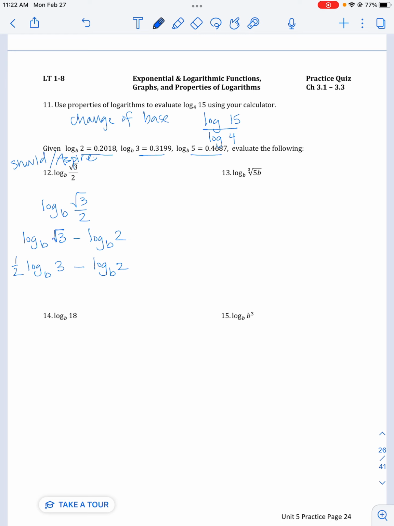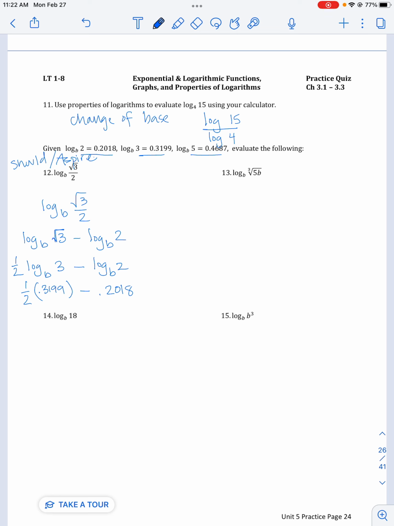So log base b of 3 is 0.3199. I'm going to multiply that by 1/2. I'm going to subtract from that the value of log base b of 2, which is 0.2018. Now I'm at a calculator point, and I will solve that and get a decimal.